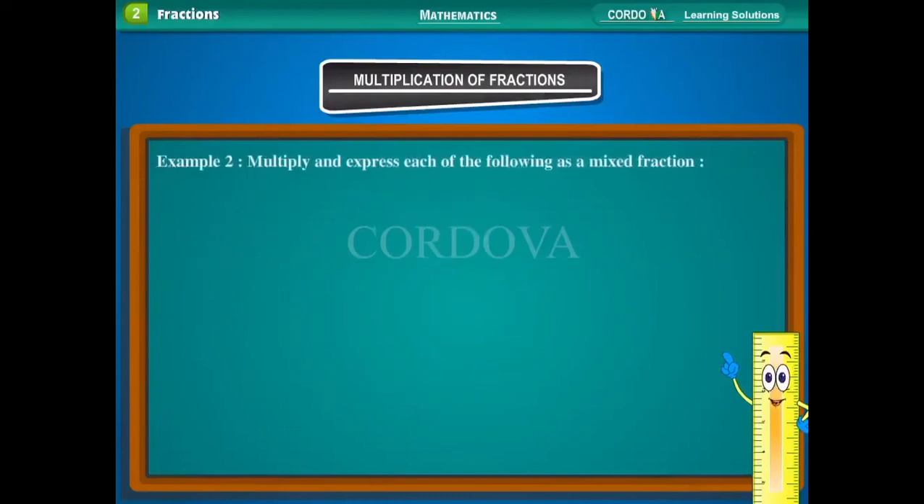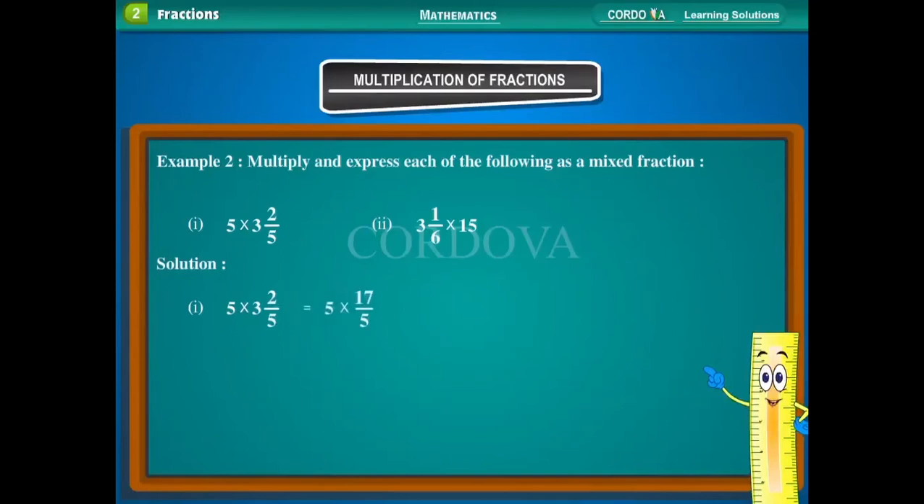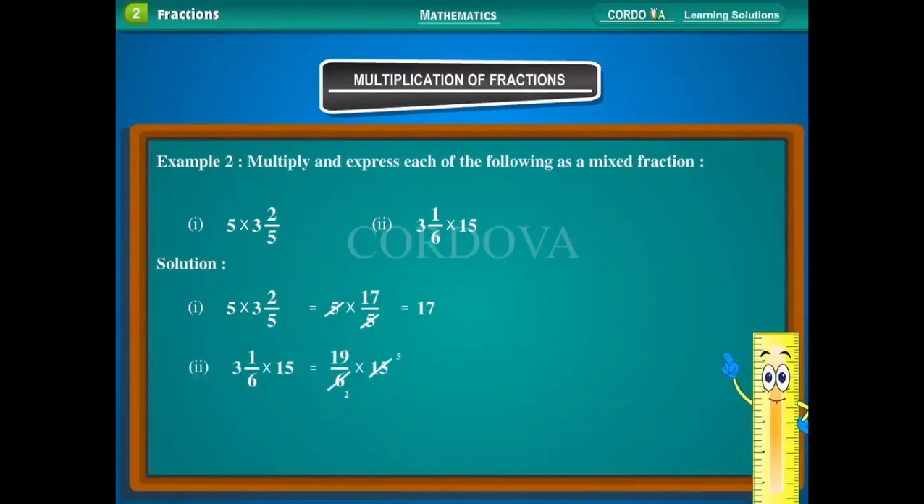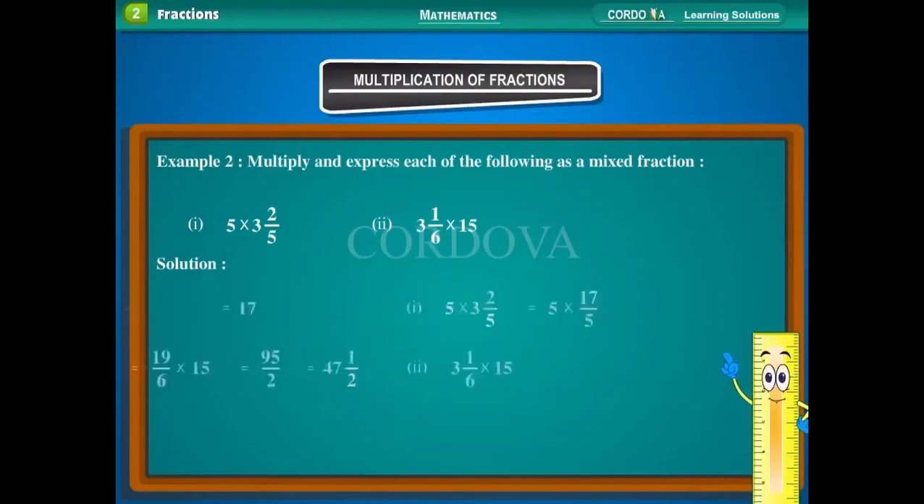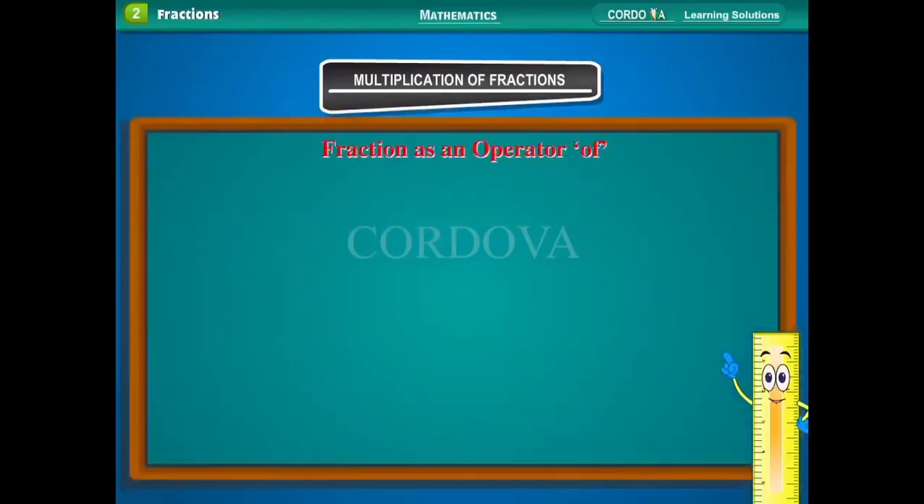Example 2. Multiply and express each of the following as a mixed fraction. 5 into 3 and 2/5, 3 and 1/6 into 15. Solution. 5 into 3 and 2/5 is equal to 17. 3 and 1/6 into 15 is equal to 95/2, which is equal to 47 and 1/2. Fraction as an operator of.